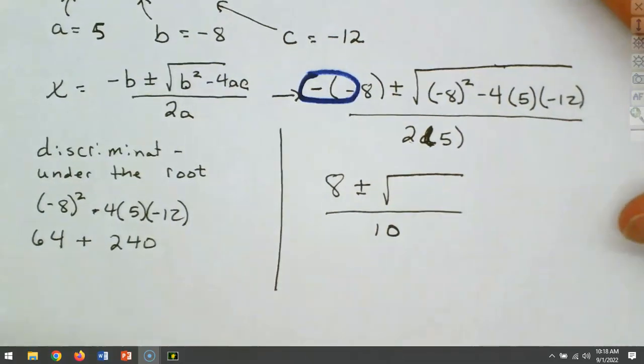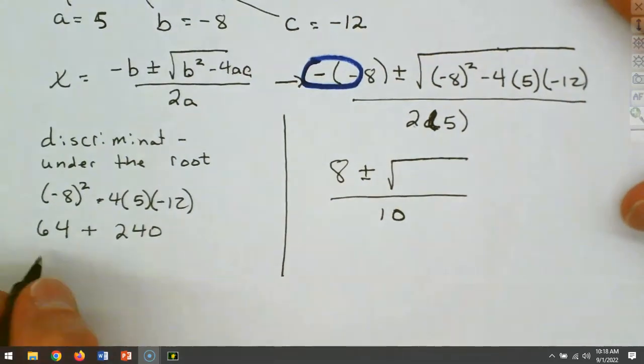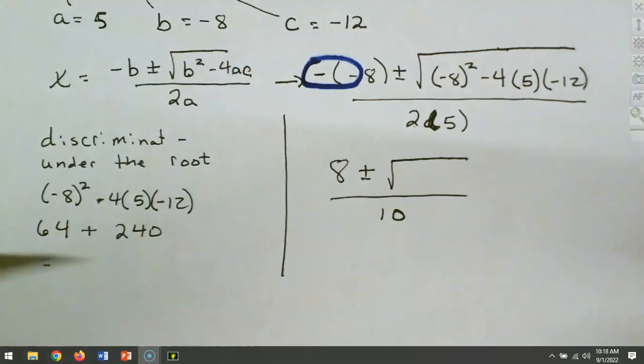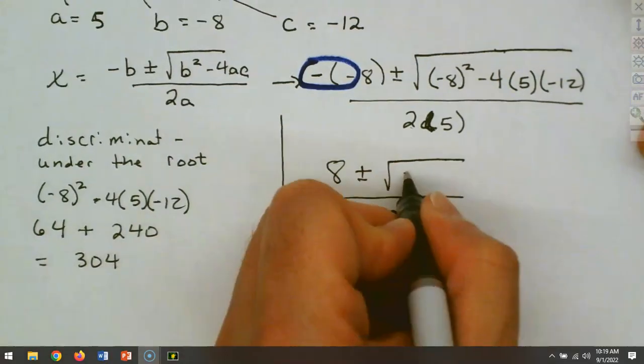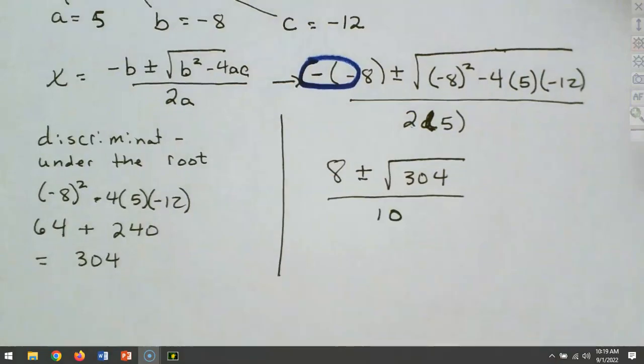So that's that 240. Now we can add these together. 64 and 240 comes out to be 304. And that goes underneath our root. Is everyone okay with that so far?